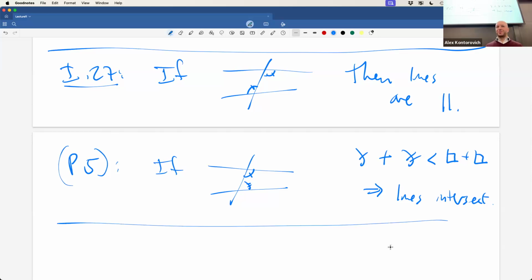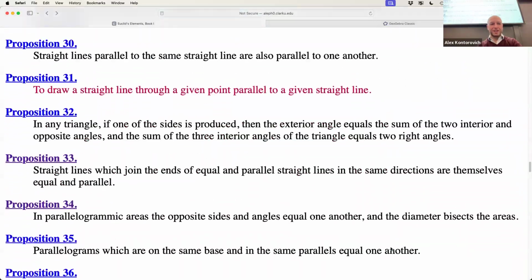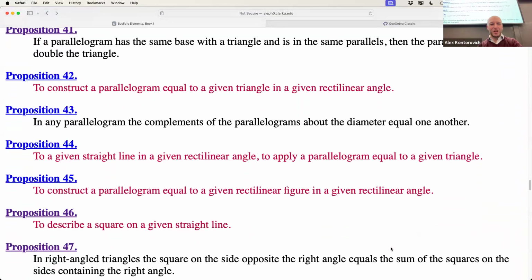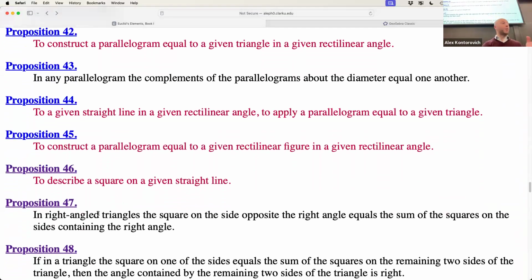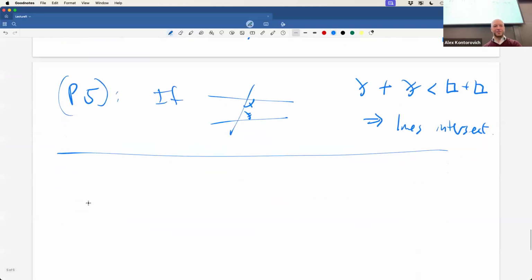Let's skip ahead, because I'm hoping we can get to the Pythagorean theorem today. Let's skip ahead to 46. 47 is the Pythagorean theorem. 46 is to describe a square. Let's go over that one, because that's a good one and an important one. So I-46.